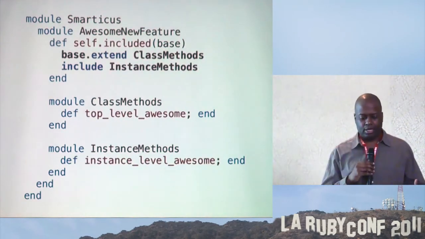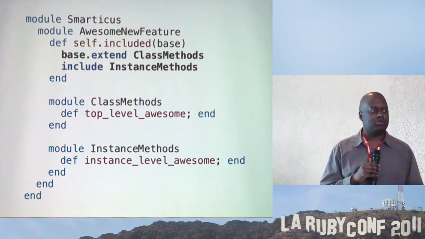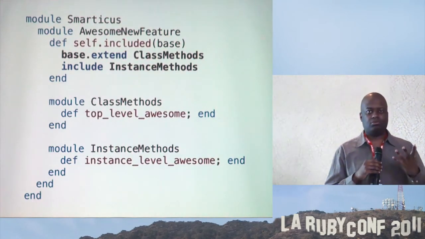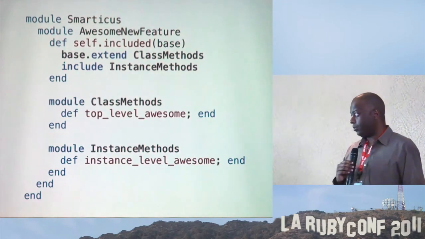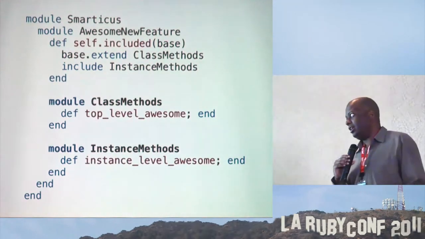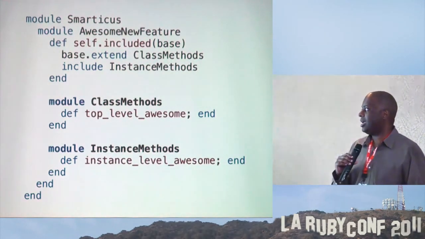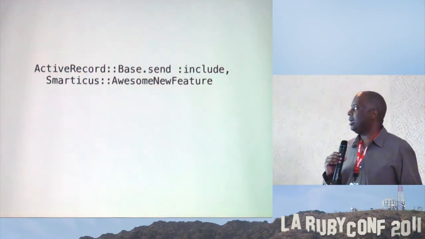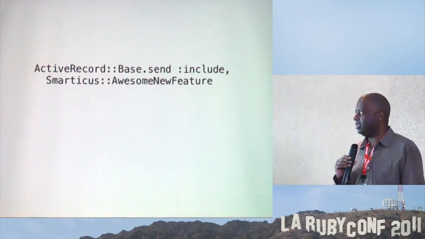This is how a lot of your plugins work inside of Rails. I mean, this is how it works. So now we have class methods and instance methods. But what Yehuda Katz thought was, hey, this is way too much typing. So he fixed it.